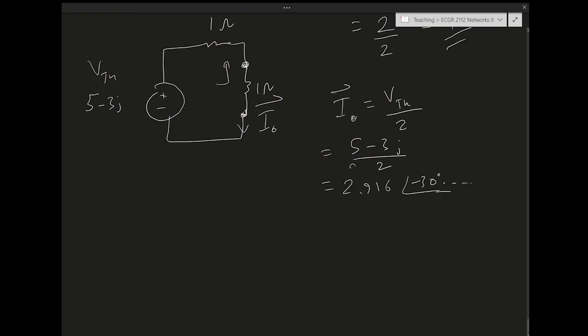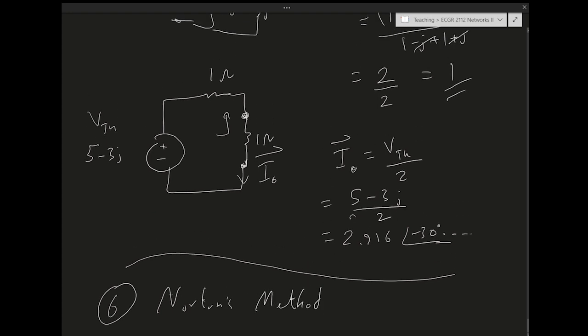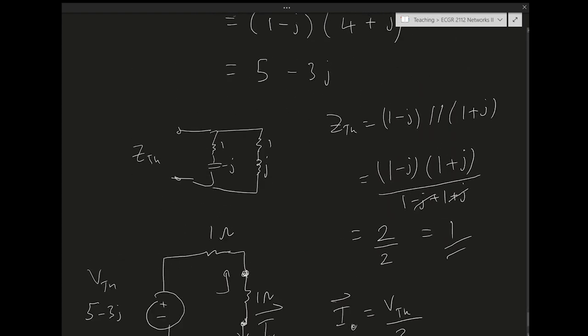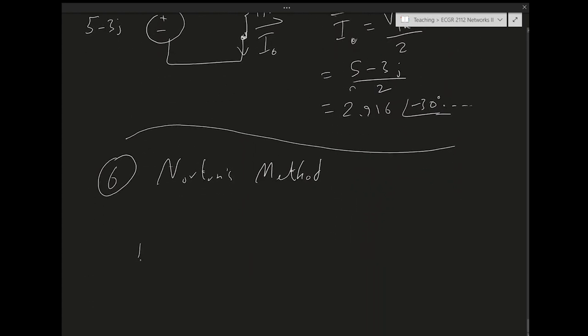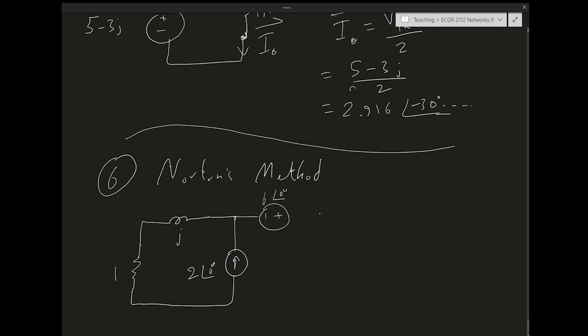The final method we're going to do for this example is Norton's method. All you have to do here is, again, let me redraw the circuit. I don't think I even need to look it up right now. So it's J, and then a current source, that's 2 at 0, and then 6 at 0 degrees, and then 1 ohm, IO phasor, 1 minus J.